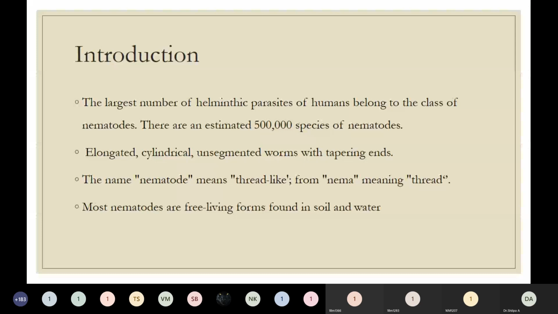So you might have seen earthworms, right? All the earthworms are segmented, whereas nematodes are unsegmented worms. They are elongated and cylindrical, unsegmented worms with tapering ends. Nematode actually means thread-like. They appear thread-like, so they are given the name nematode.